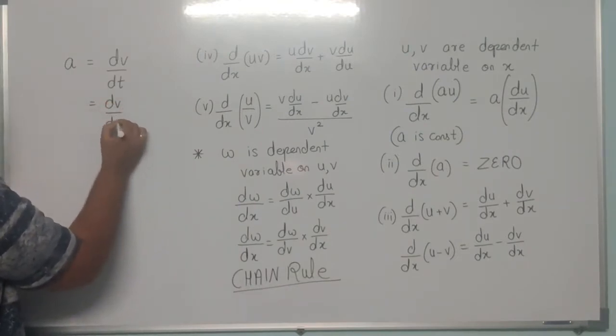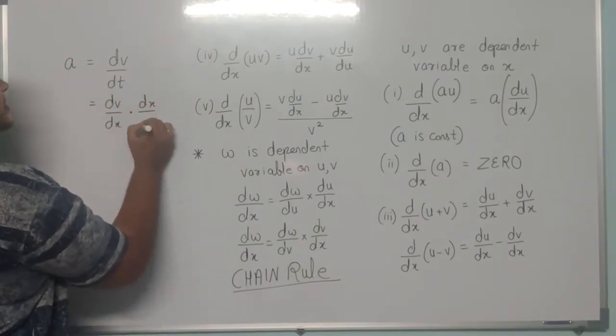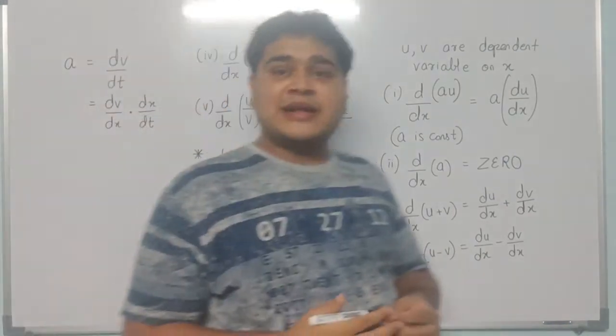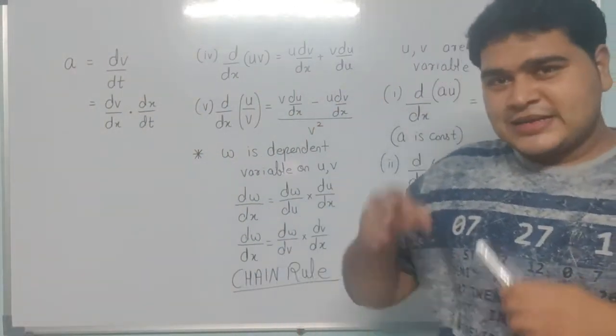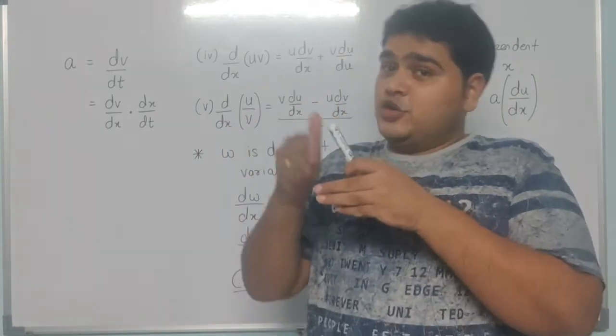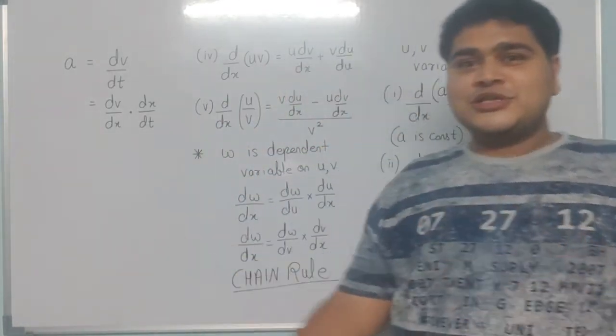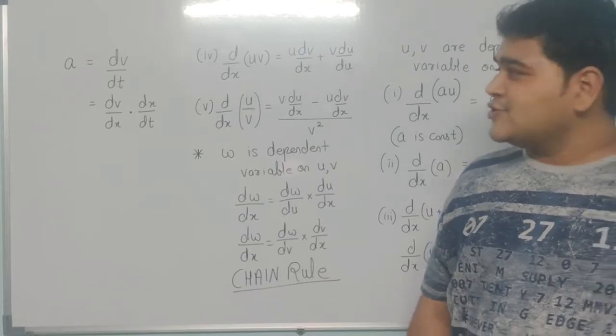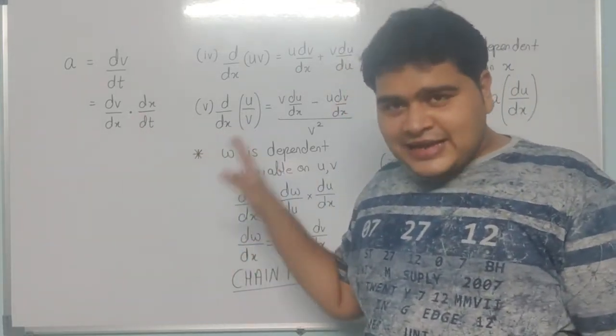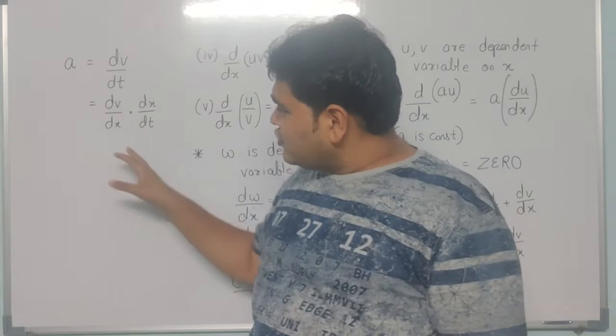dv by dx into dx by dt, where I can say that x is the displacement. So acceleration depends on velocity. We know velocity depends on position or the displacement. So if I do this, can I say I have applied a chain rule?